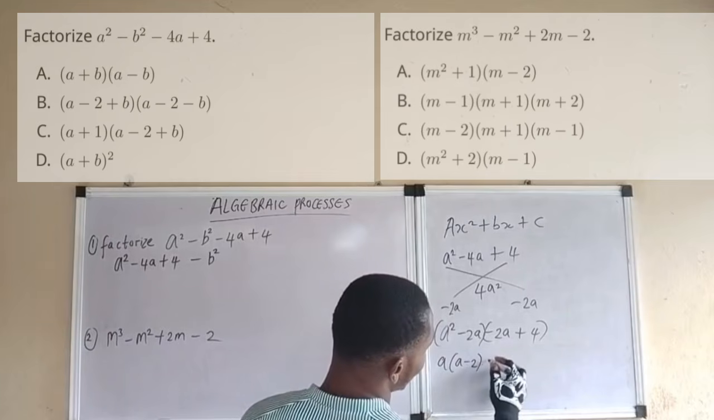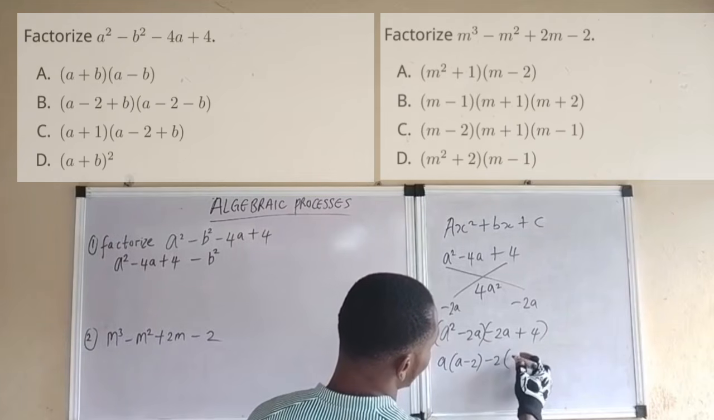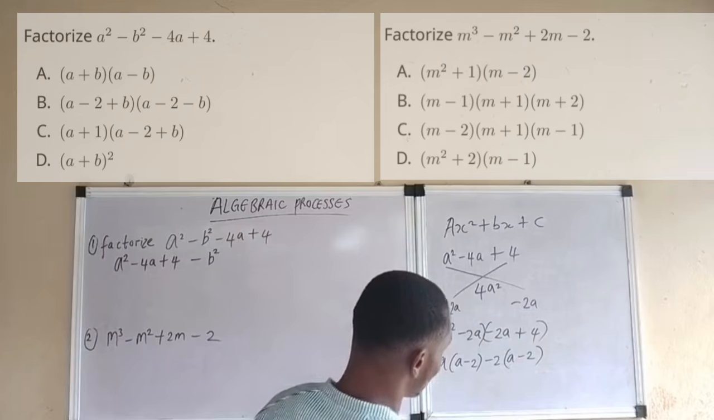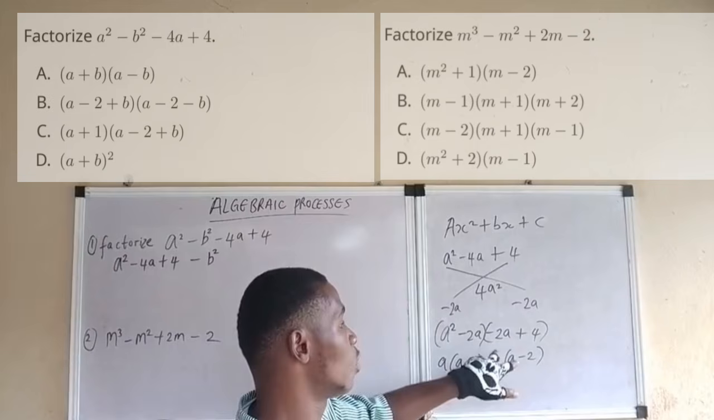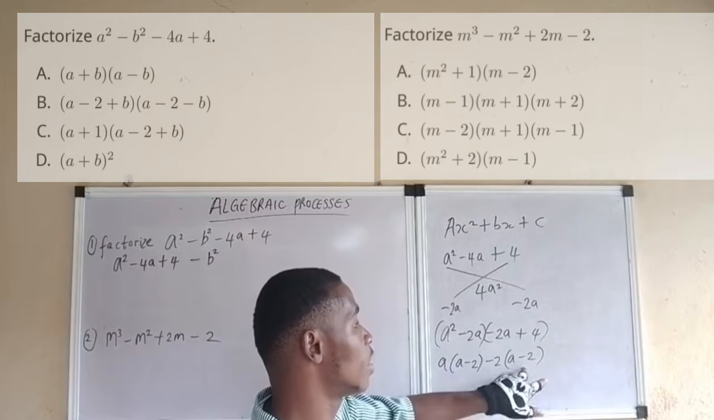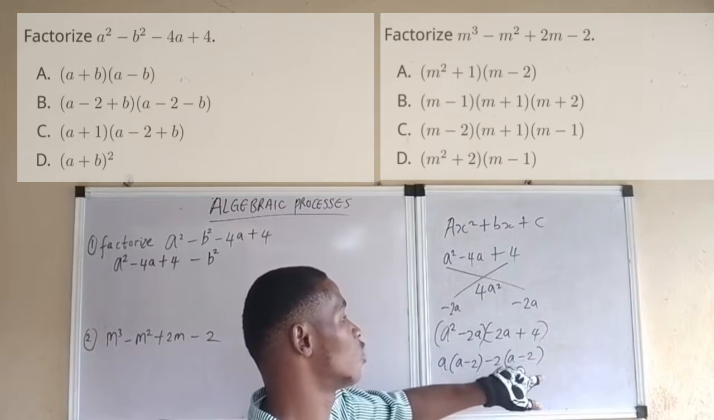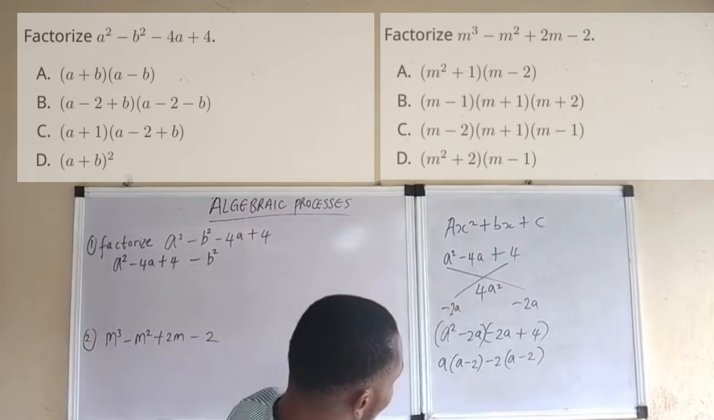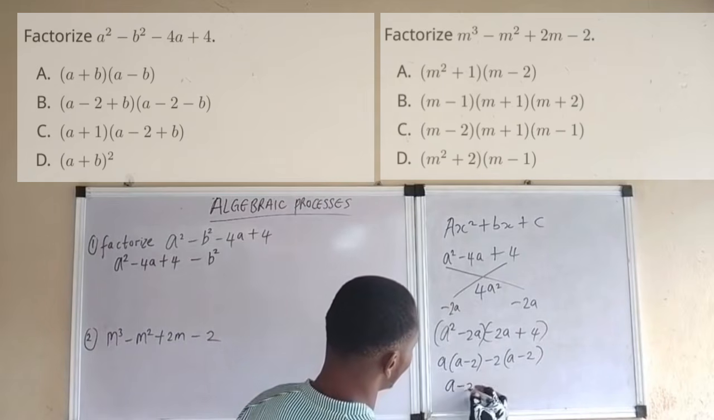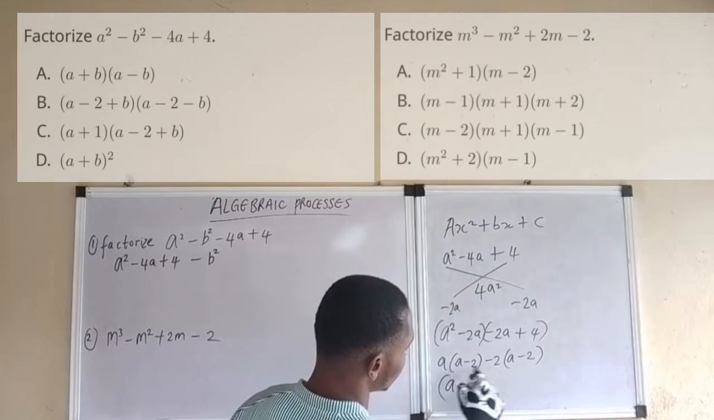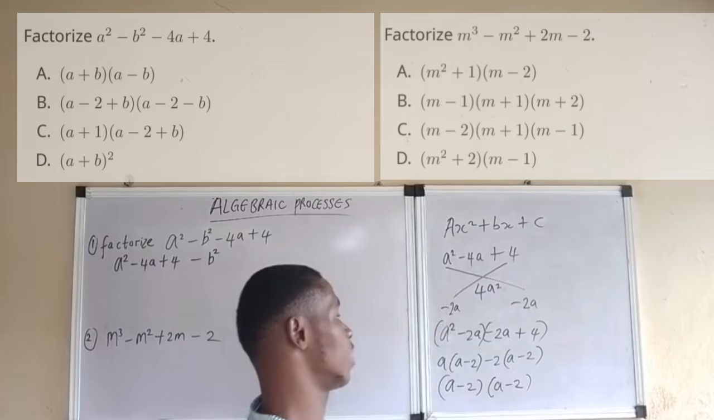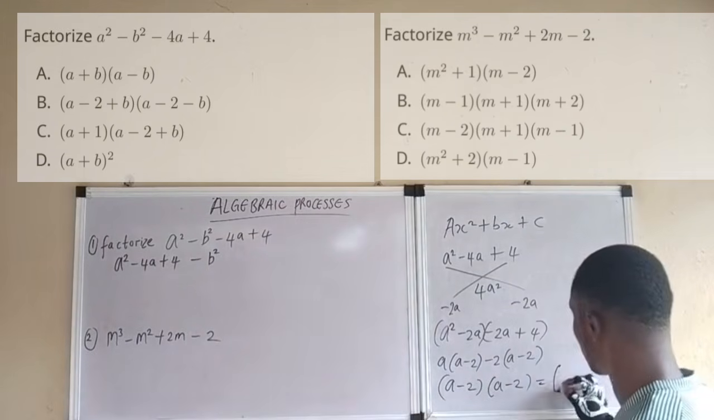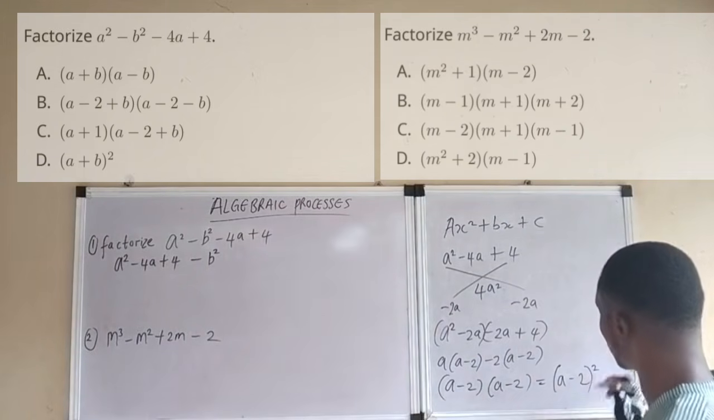Here we can factorize out minus 2. And we're having a minus 2. You understand? So here we're dividing each term by minus 2. So minus 2a divided by minus 2 gives us a, and 4 divided by minus 2 gives us minus 2. So the two factors are a minus 2 and a minus 2. You bring these two together, and this is seen as a minus 2 all squared.